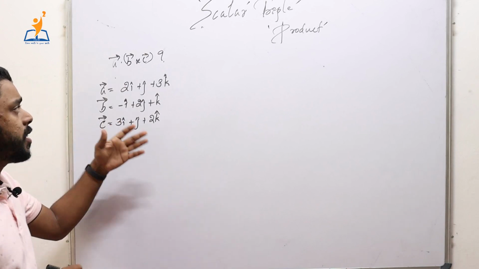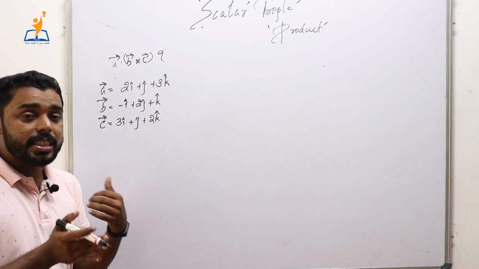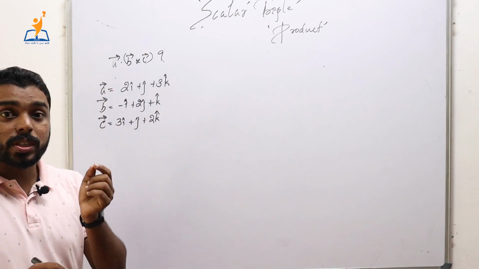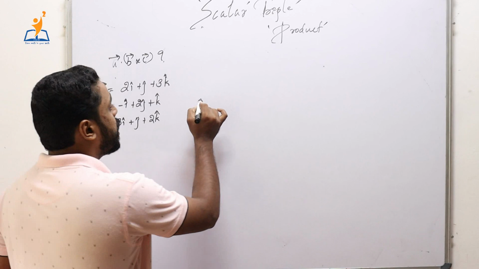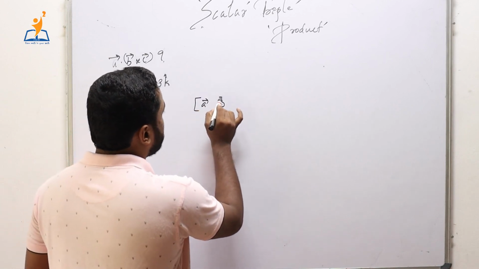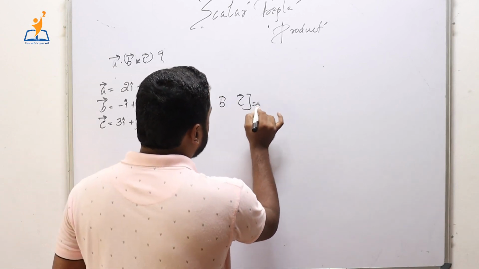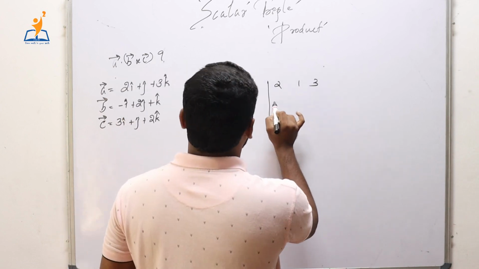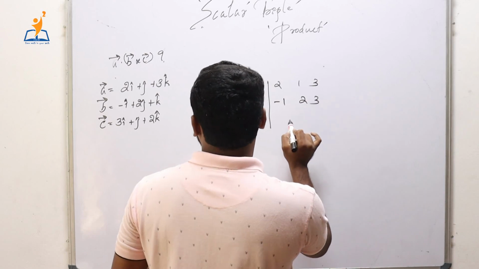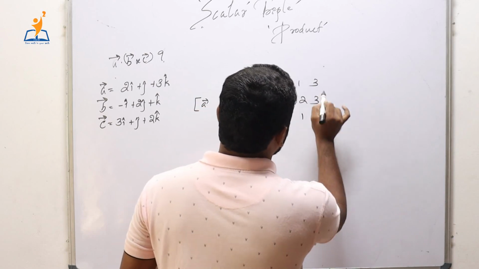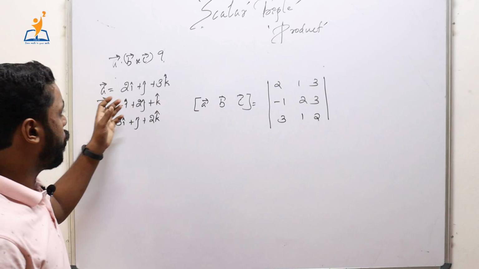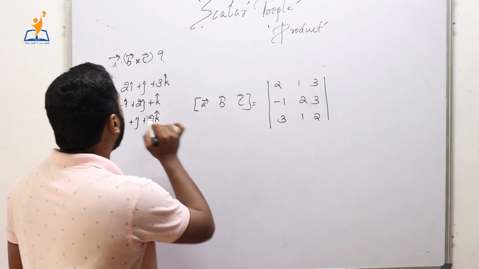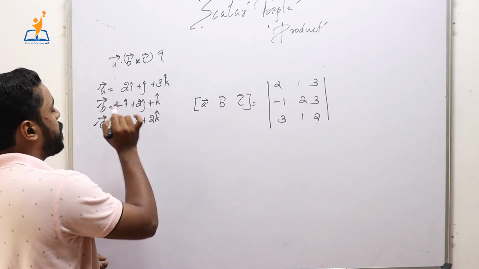We know that whenever we are given three vectors in component form, we can easily find the box product of those three vectors using the formula of determinants. That is, box product A, B, C is nothing but the determinant 2, 1, 3; minus 1, 2, 1; 3, 1, 2. Always try to focus on the question. A dot B cross C is asked, so A must come in the first row, B in the second row, and C in the third row.